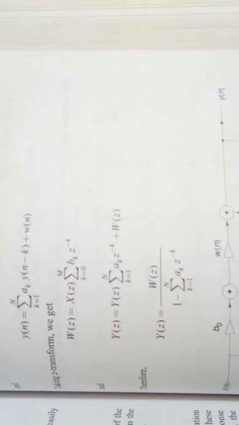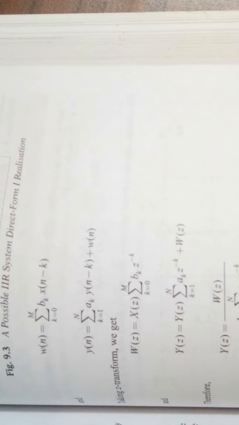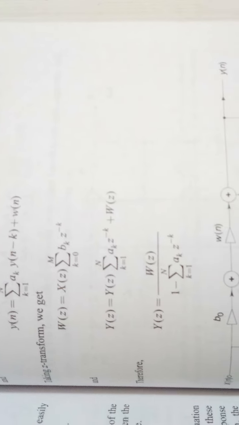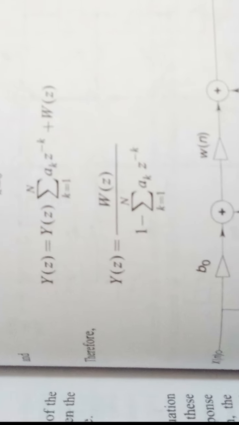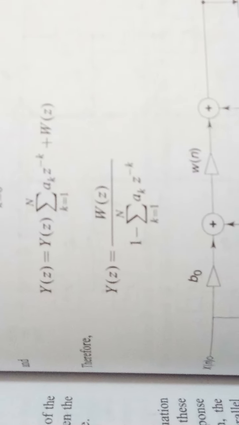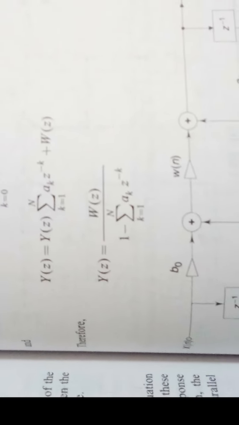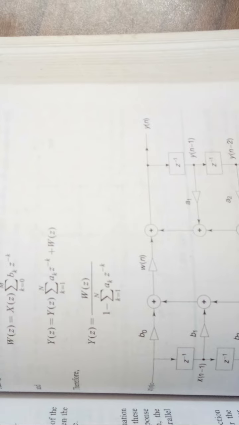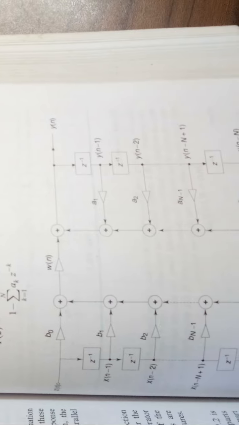So by taking the z transformation of w(n), we get W(z) equal to X(z) times the sum of b_k z to the power minus k, and the z transformation of y(n): Y(z) is equal to W(z) upon 1 minus the sum over k equal to 1 to N of a_k z to the power minus k. Now direct form realization of the Nth order difference equation.